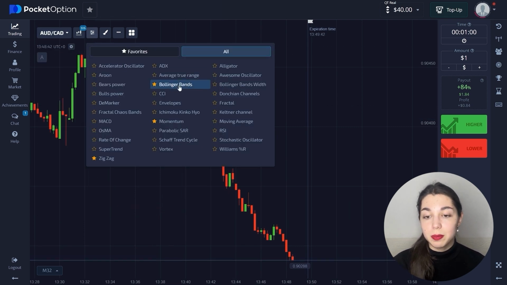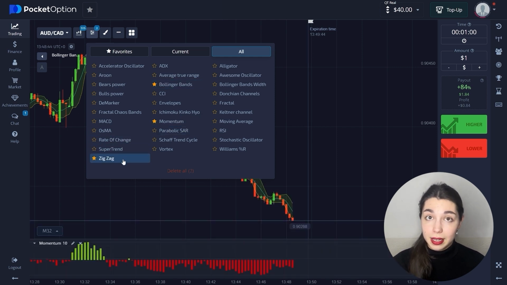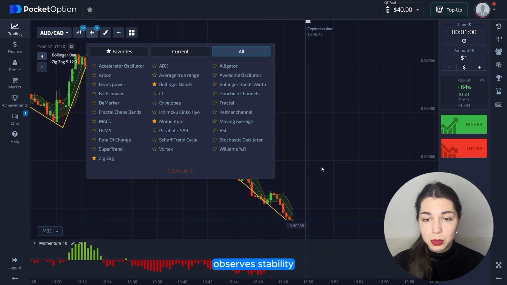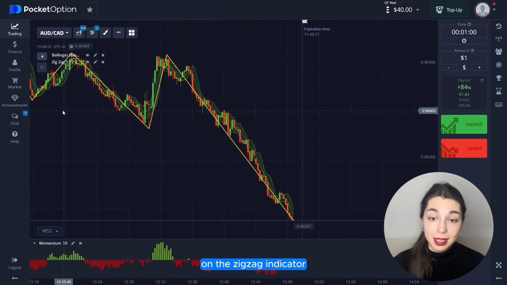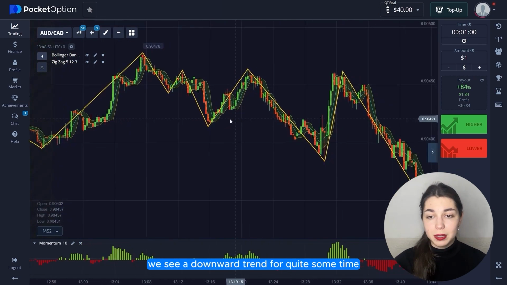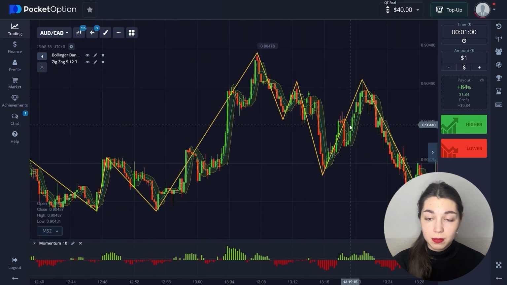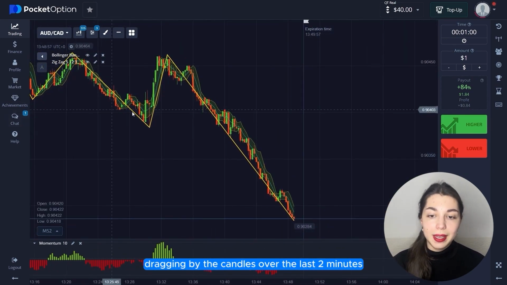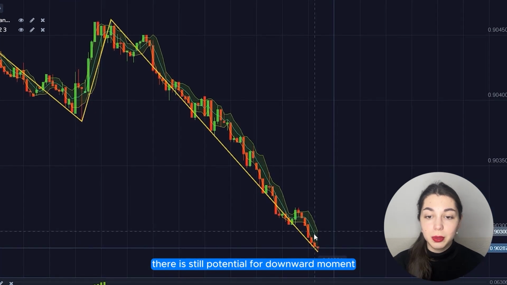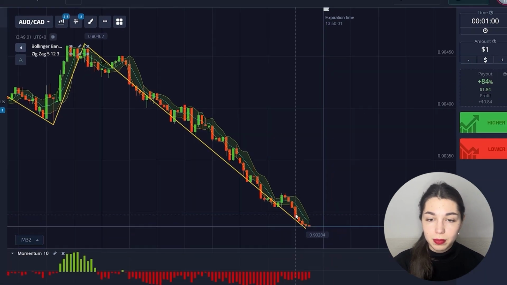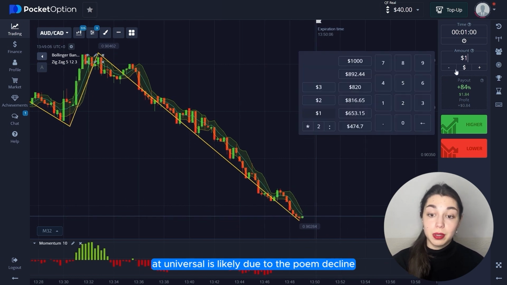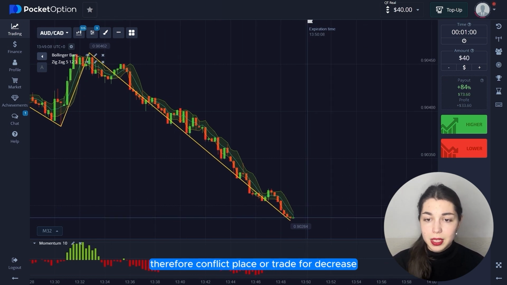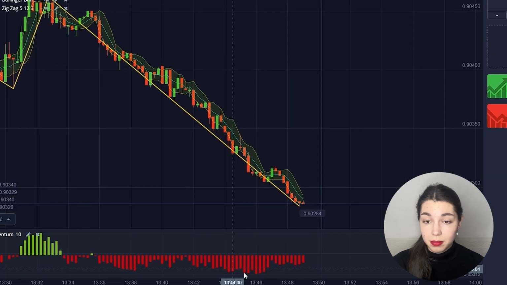Our indicators are displayed on the chart and let's study it. We observe stability as there are no significant and frequent jumps on the zigzag indicator. We see a downward trend for quite some time. Judging by the candles of the last 2 minutes, there is still potential for a downward movement. That said, a trend reversal is unlikely due to the prolonged decline. Therefore, confidently place your trade for a decrease.